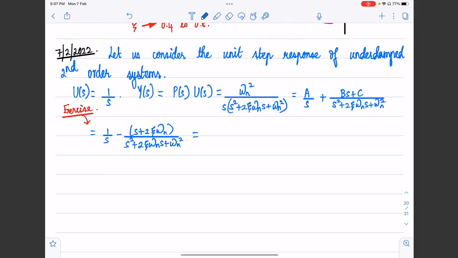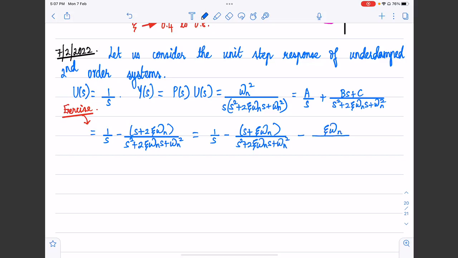Now, we just simplify this as follows. We write it as 1 by s minus s plus zeta omega n divided by, let's see what I write and then I'll explain. It will become very obvious as to what I'm doing. I'm just going to split this 2 zeta omega n as zeta omega n and zeta omega n. So I'm going to split this as two terms.